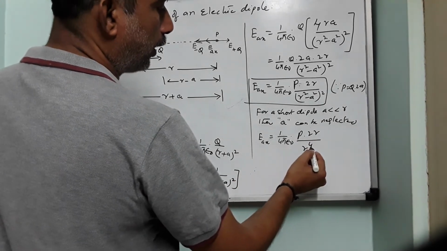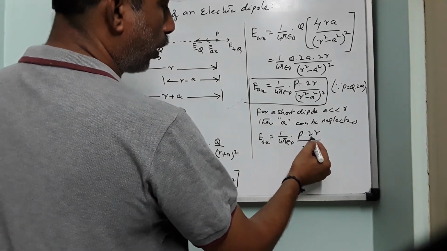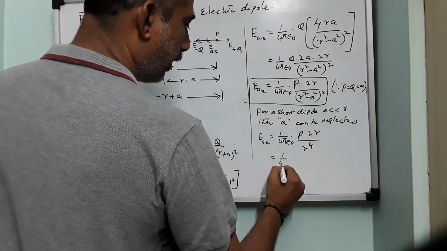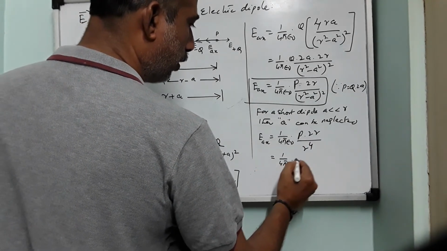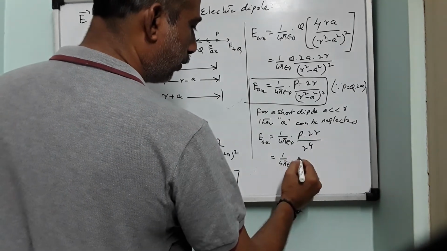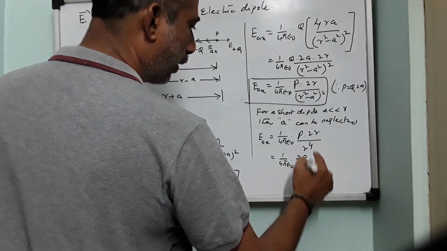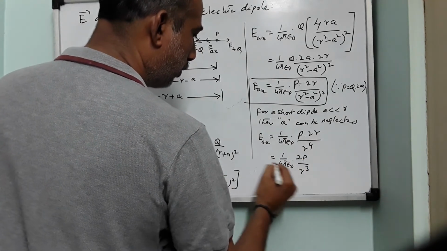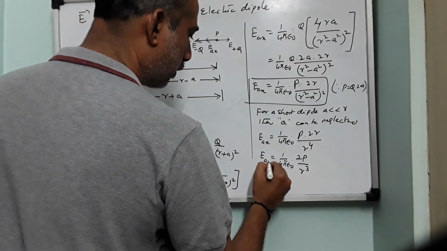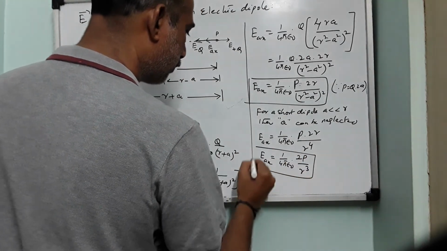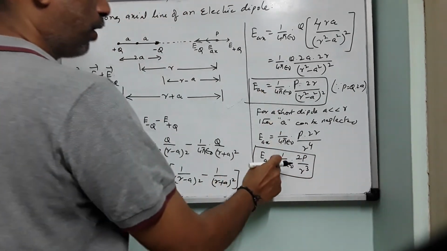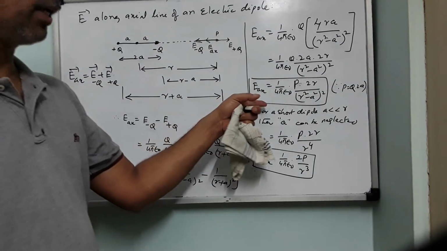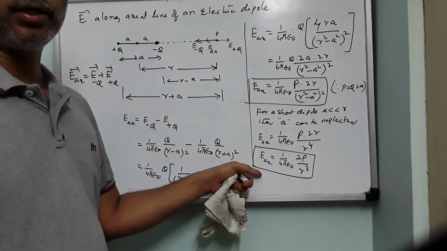So R square, R to the power of 4. This R will cut here 3 times. Okay, then 2 alone will be left here in the numerator. So this is 1 by 4 pi epsilon 0 into 2P divided by R cube, since R is cutting here cube times. So this is R cube. So E axial. These two are one and the same only. One is for a general dipole and this is for a short dipole.